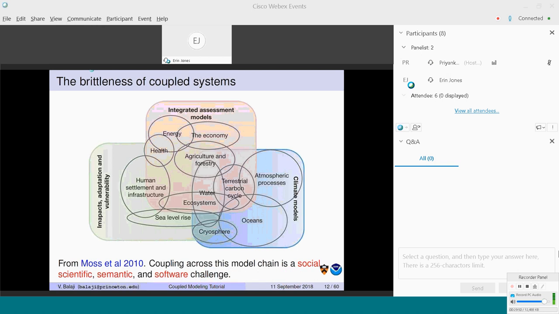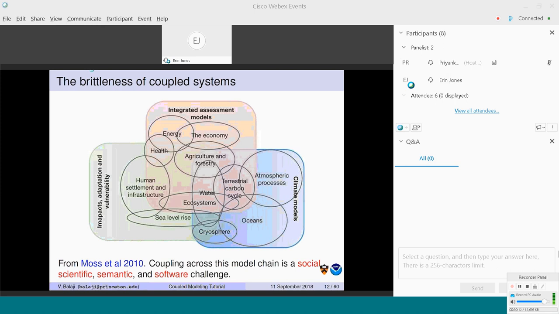They all use different kinds of software. So there are four kinds of challenges: social, scientific, semantic, and software. First of all, when you get these groups together, just getting them to understand what each other is saying is a hard problem. And then after that, can you actually couple these things together in a way that makes sense? How would you know? How would you test such a model?